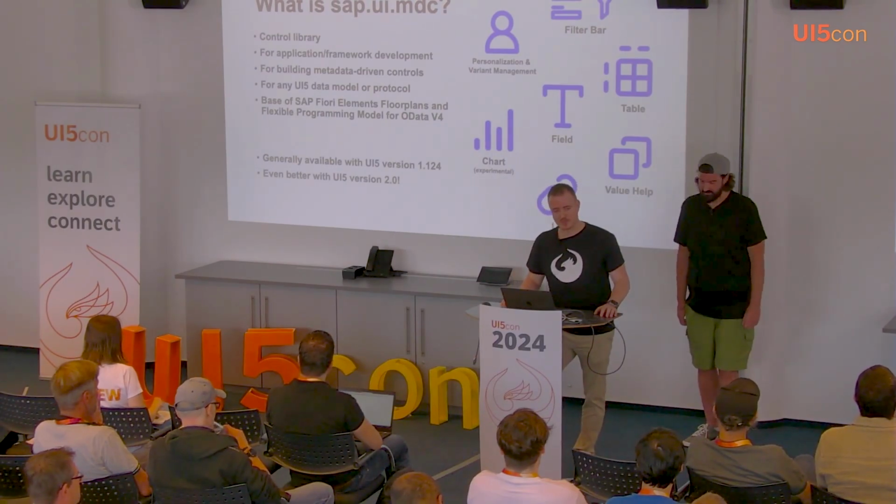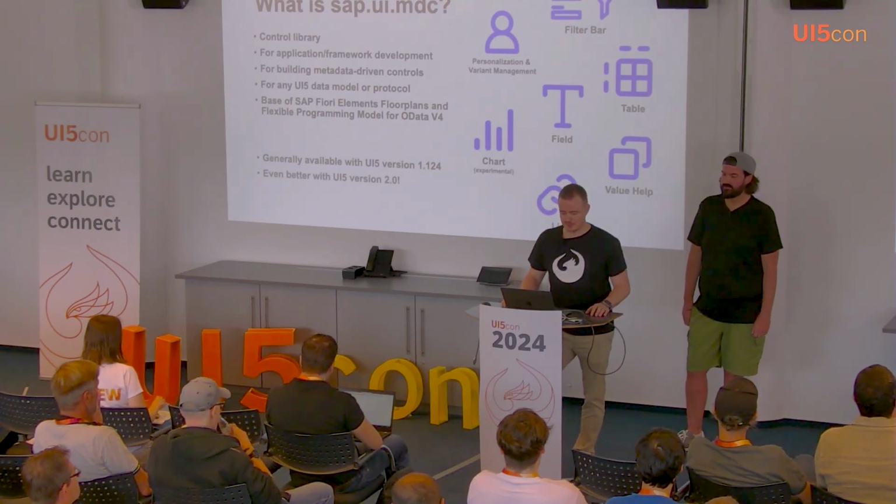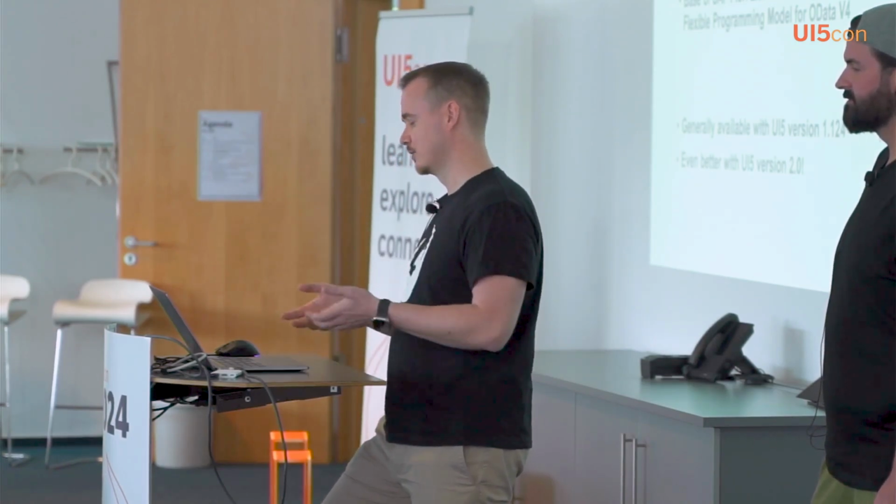Overall, the library is made for application and framework development and building metadata-driven controls, meaning you have a backend, you have your data. This data must be somehow described by metadata, and then our controls get into action and create the UI for you, more or less. It can be used with any UI5 data model or protocol, meaning you can use it with OData. We're going to hear of an example in a minute. You can use it with a JSON model or anything else you might have implemented, I don't know, in your work or in your free time.